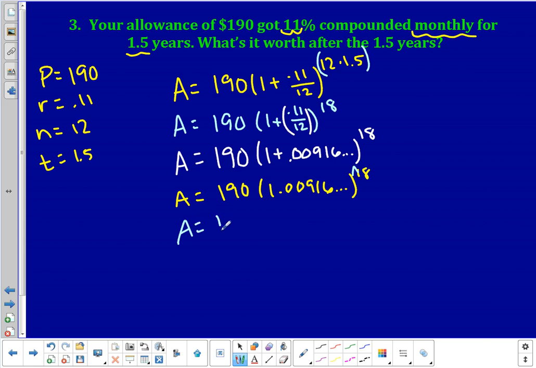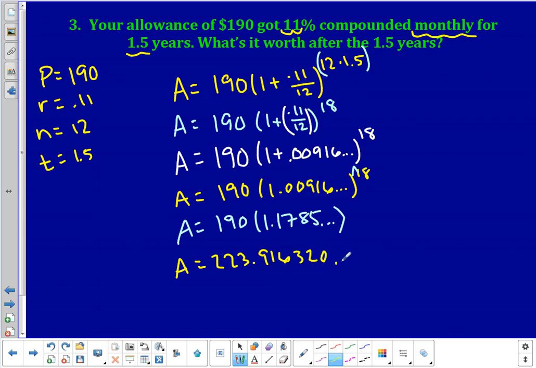A is equal to 190 times 1.1785 and so on. I'm going to leave it like that. Don't hit clear, just hit times 190. So I end up with, ooh, not a 1, sorry, 2A equals 223.91632, and it goes on. 6 tells my 1 to go up, so that's $223.92.